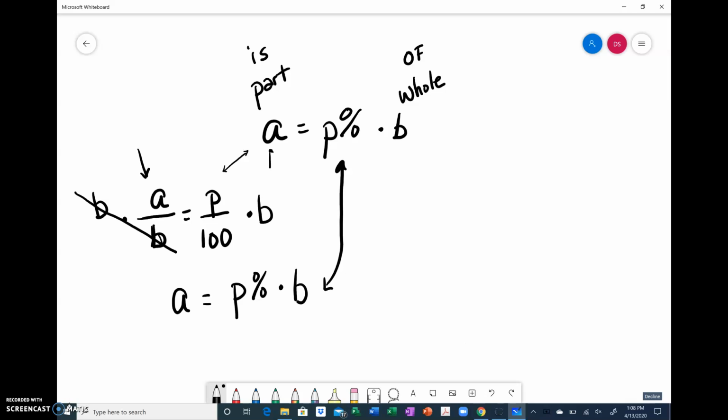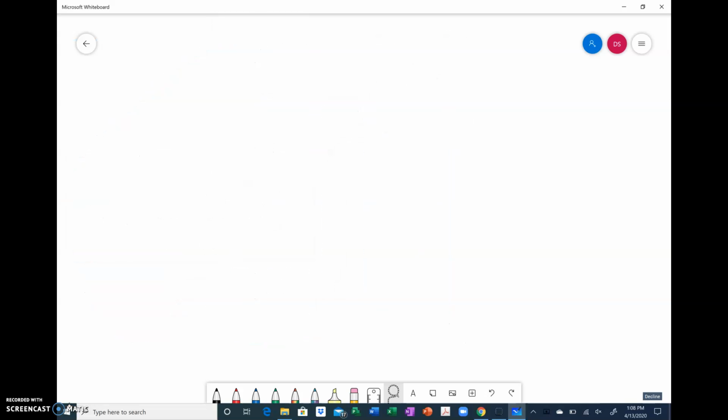Okay, now I'm going to clear all this off because it got kind of messy, and then we'll do some examples. Again, as I said when I started, I am going to use the percent equation for all of the problems in this. You do not have to. All right, so I'm going to put that up here at the top. A equals P percent times B.